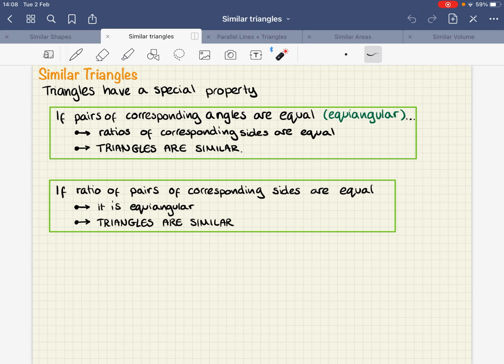So, if the pairs of corresponding angles are equal, and we're going to use this term equiangular, that means by default the ratios of corresponding sides are equal and therefore the triangles are similar. And in turn, if the ratios of pairs of corresponding sides are equal, by default that means it is equiangular and therefore the triangles are similar. So with triangles, you only have to prove one and then the rest is true. So let's take a look at a couple of examples that I have laid out.